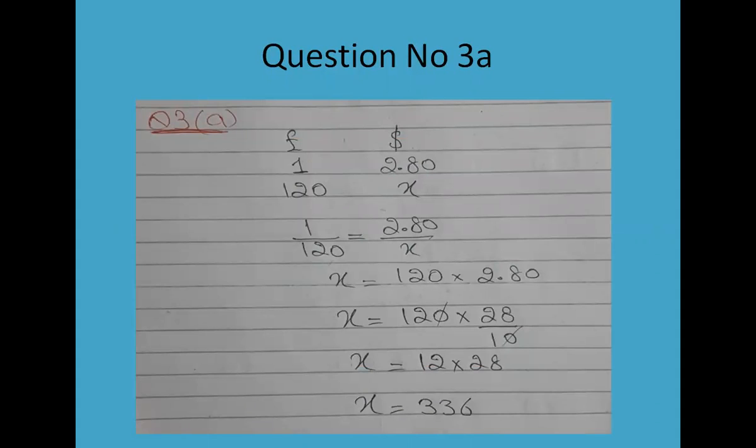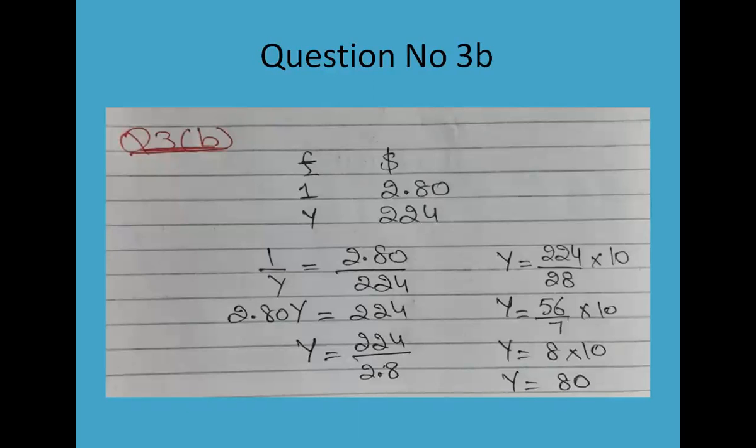So pounds and dollars, 1 pound is $2.80. So 120 pounds, how many dollars? So I will convert this. This is the proportion method. So 1 divided by 120 will be equals to 2.80 divided by X. So cross multiply. So X will be equals to 120 multiplied 2.80. So 120 multiplied 28 by 10. I removed that decimal. So that 0 and 0 will be cancelled. You will have 12 multiplied 28, and that will be 336. So for 120 pounds, you will get $336.